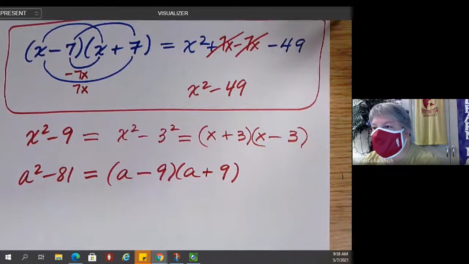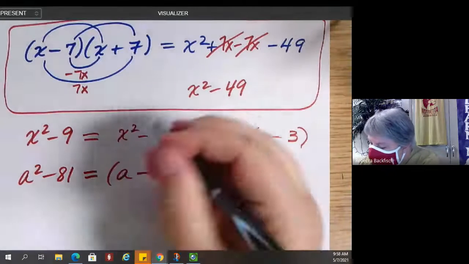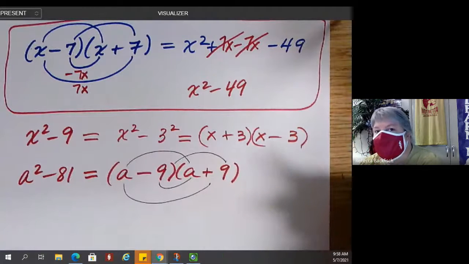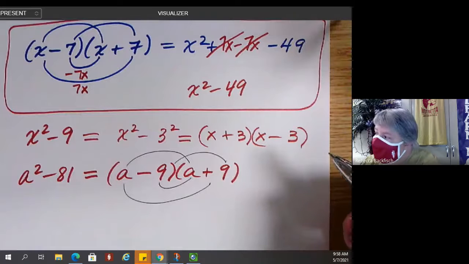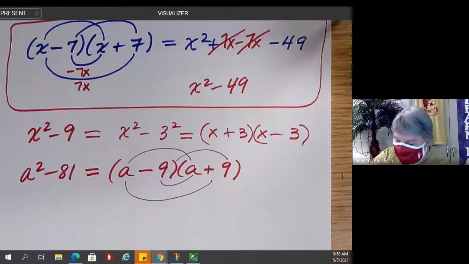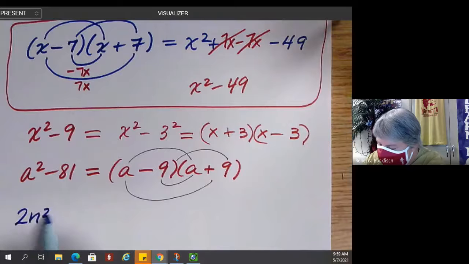And anytime you doubt yourself with factoring or want to check yourself with factoring, remember you can check it by multiplying it back out. I could go ahead and do like FOIL here. And I would get a squared plus 9a minus 9a minus 81. So the plus 9a and the minus 9a would cancel out, or add to 0 is technically what we should say about that. You really need to be familiar enough with these that they sort of jump out at you.